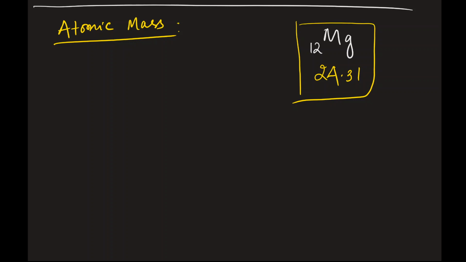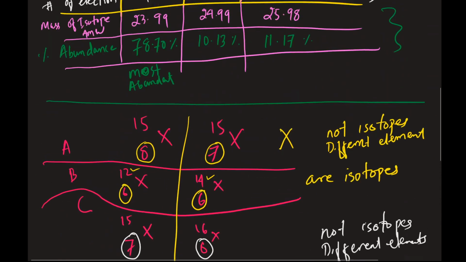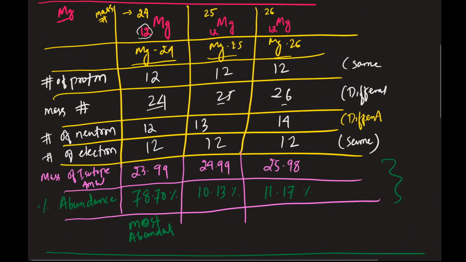Hello everyone. In this video we will continue our discussions of isotopes. So how do we calculate the atomic mass for any element? If we recap, magnesium has three different isotopes: Mg24, Mg25 and Mg26. All of the isotopes exist in different amounts. One is 78.7%, one is 10.13%, and one is 11.17%.